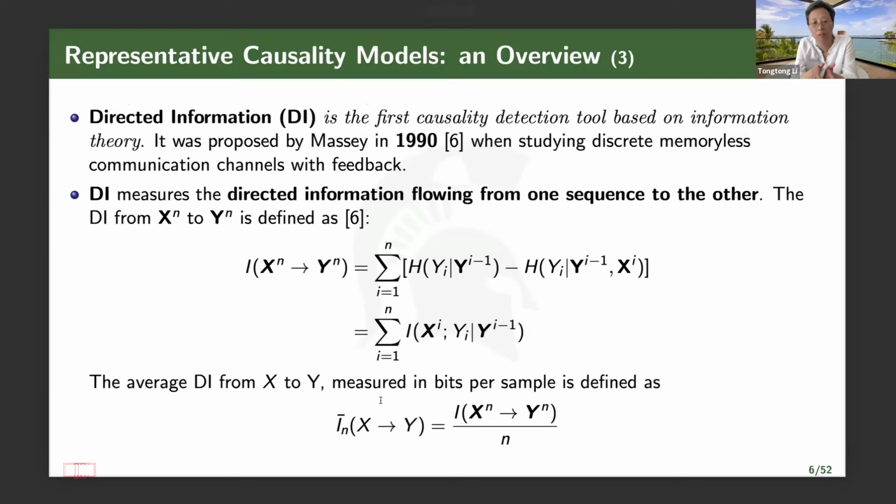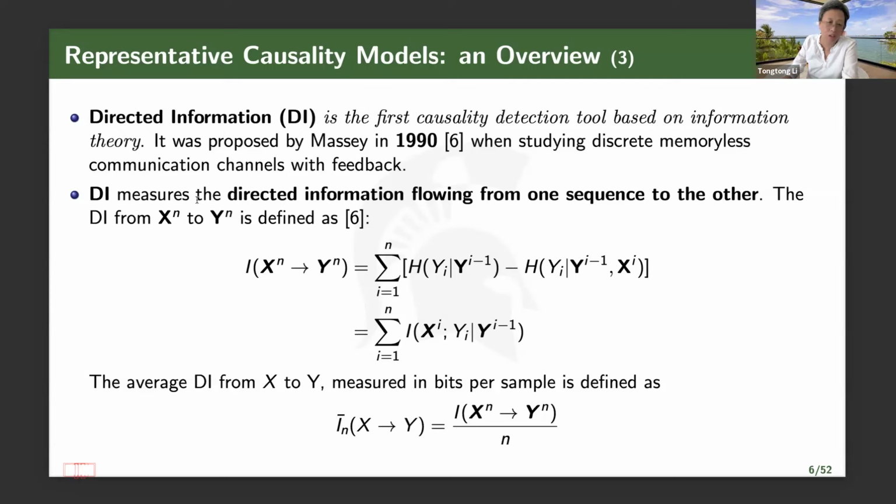Directed information is the first causality model based on information theory, and it was proposed by a communication person more than 30 years ago. And so for directed information, please do not be bothered by these math equations. I will not go into that, but I will just explain the major concept here.